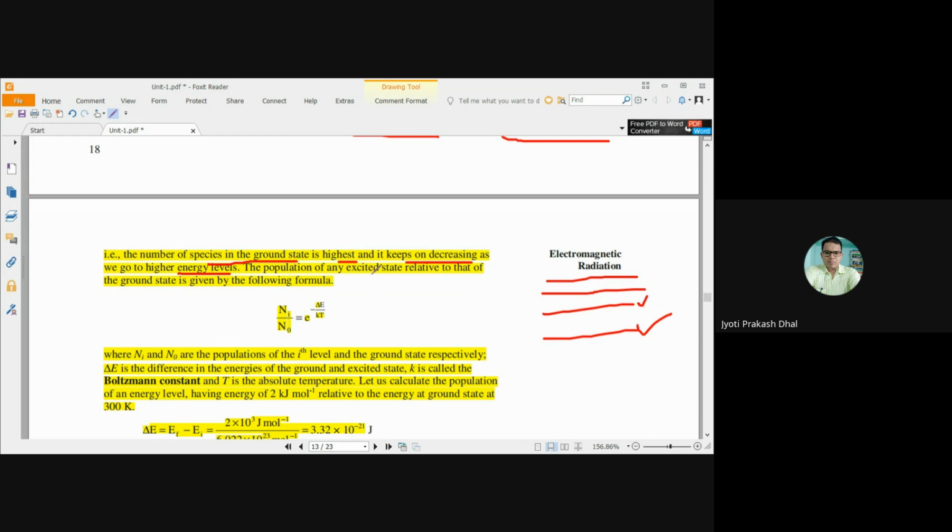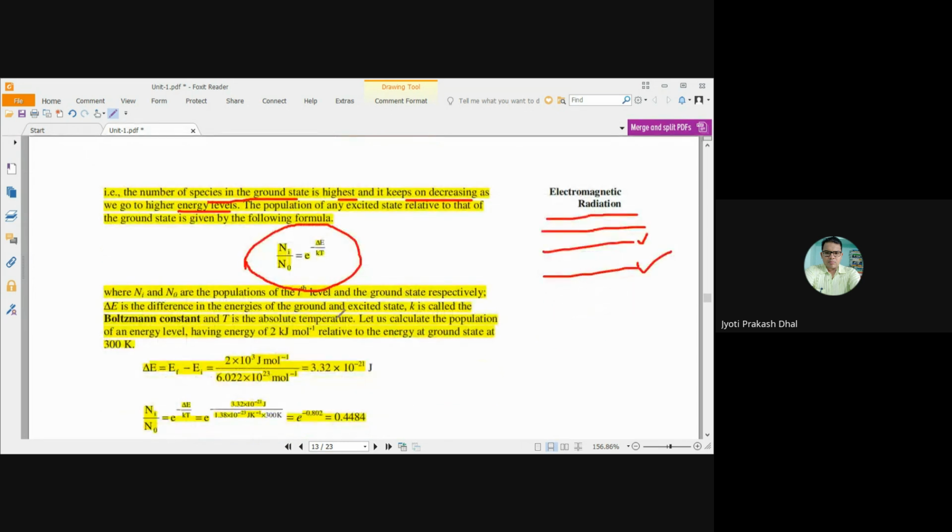Now, the population of any excited state relative to that of the ground state can be given by the formula Ni divided by N0. N0 means the number of molecules present in the ground state. Ni means the number of molecules present in any excited state. So Ni by N0 equals e to the power minus del E divided by kT. Ni and N0 are the populations of the ith level and the ground state level respectively.